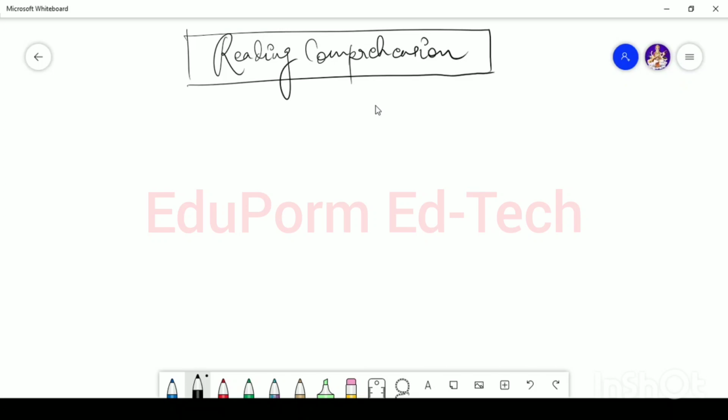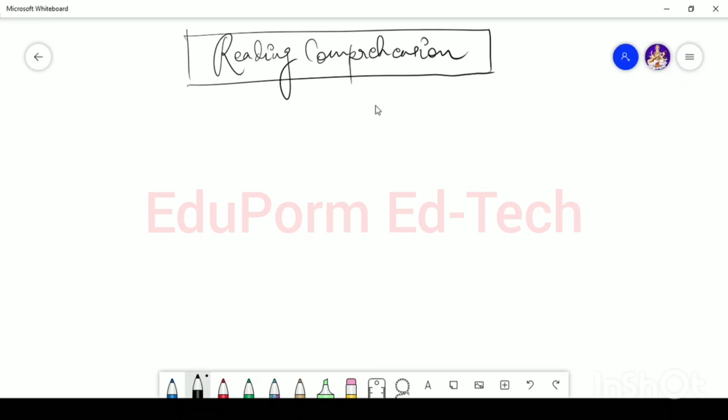English is divided into four sections. Alright, grammar section, reading section, writing section, and then the literature section. The reading section is one of the most important and one of the first sections of each and every question which you will be attempting in the English section.